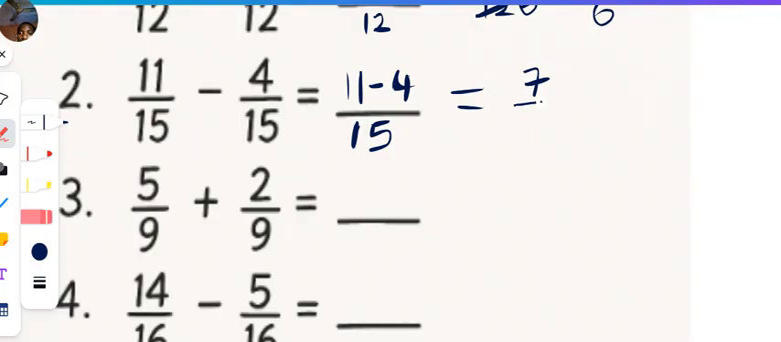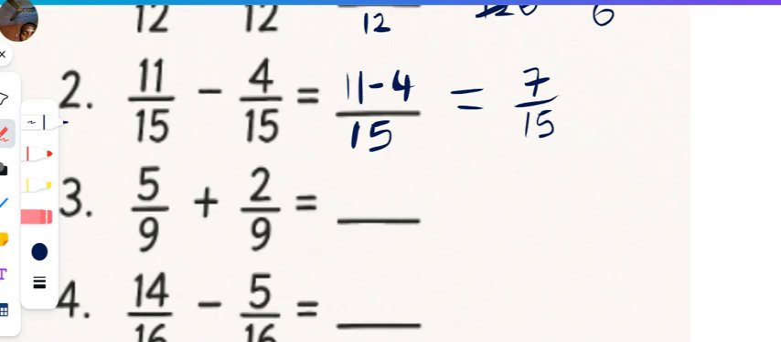7 over 15. And this fraction here, there's no factor that these numbers can divide. I mean, there's no factor that 7 can divide and 15 can divide at the same time without a remainder. So our final answer is 7 over 15.